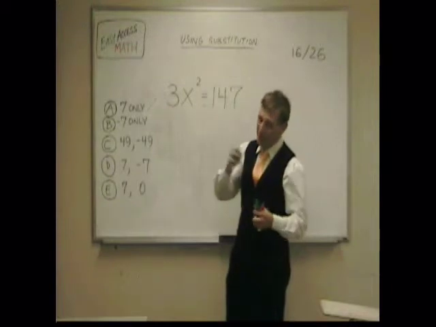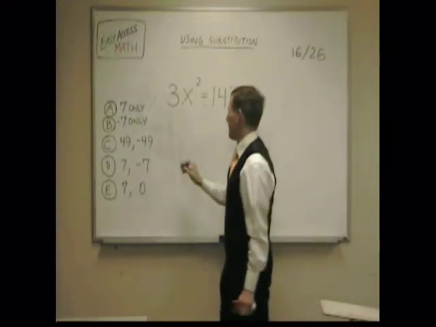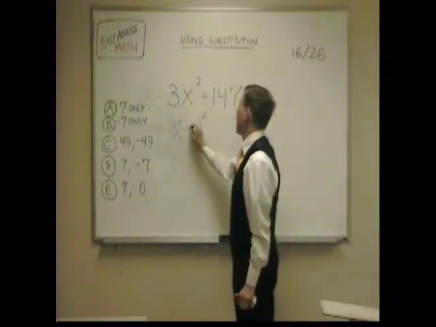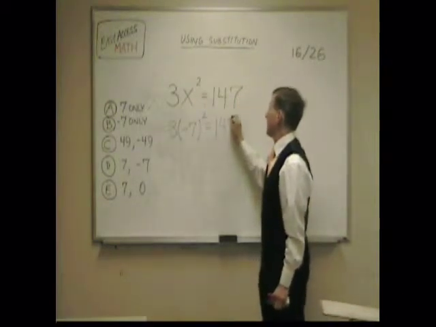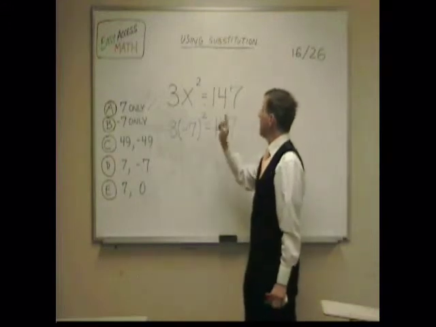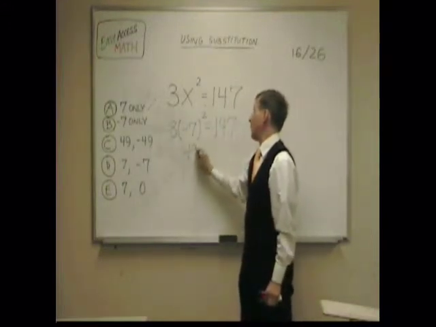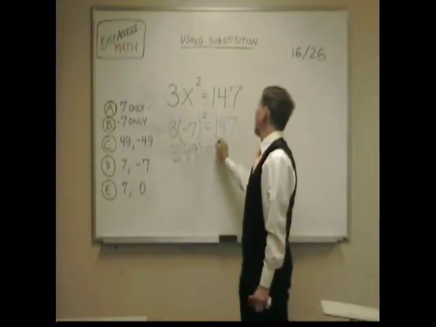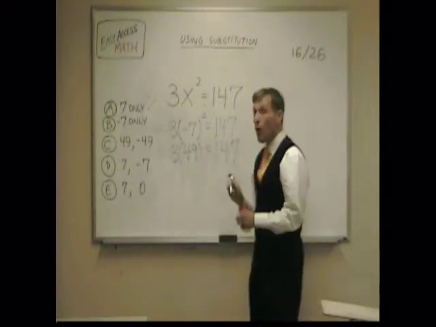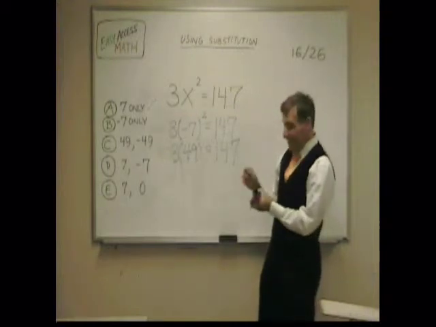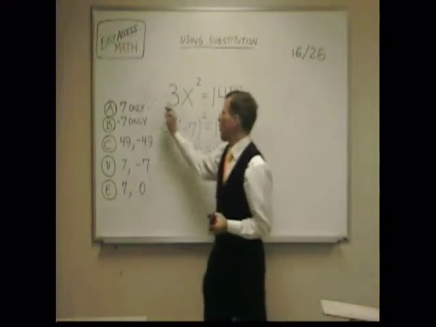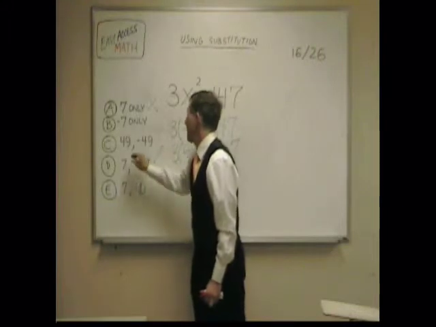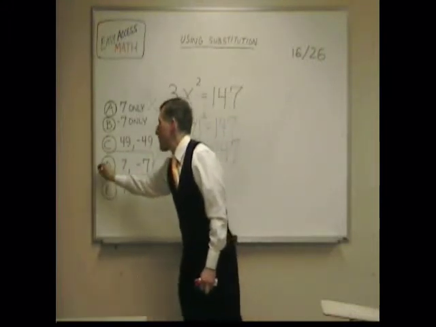Because I've got to tell you, with squares, often there are 2 solutions. So I have 3x squared again, and I'm going to try negative 7 equals 147. Negative 7 times negative 7 is 49, because 2 negatives turn positive. 3 times 49 works out to 147. That also works. So we see that 7 and negative 7 work. So 7 only would not actually be a complete answer. It's D, it's 7 and negative 7.